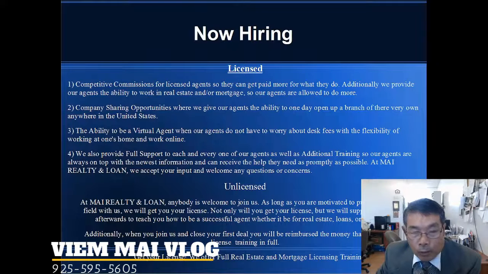For the loan license, it costs about $330. If you take about 20 hours of webinar, after that you can review the material, and then you can take a test and pass the license. And when you close the first deal, $330 comes back to you. So that means you don't need to pay for the school if you pass the license and you work with us.